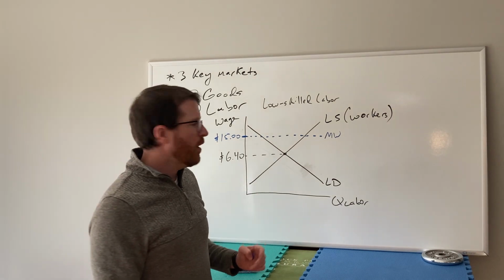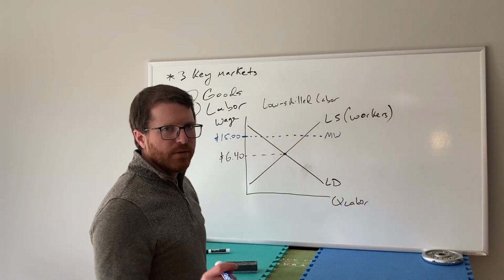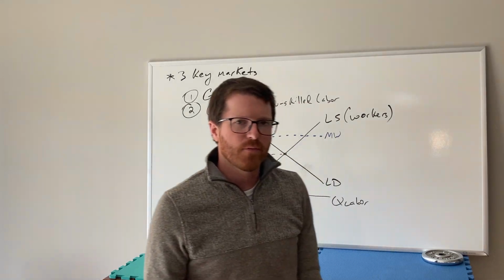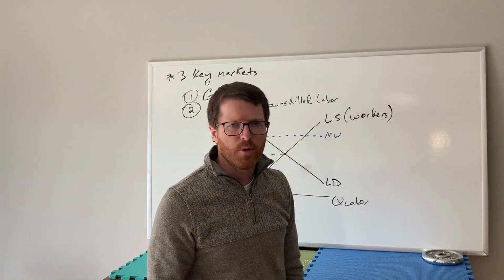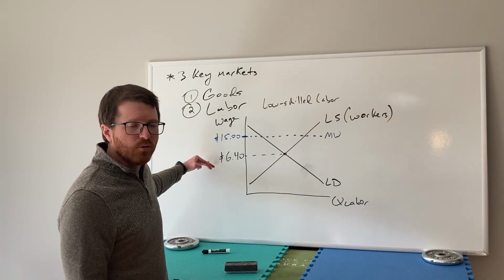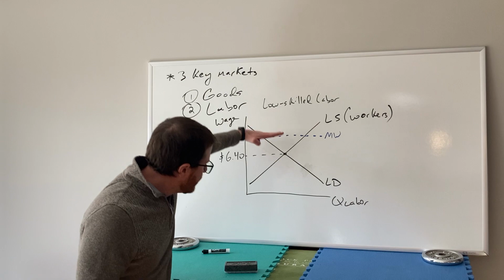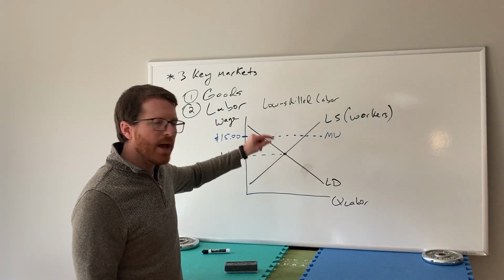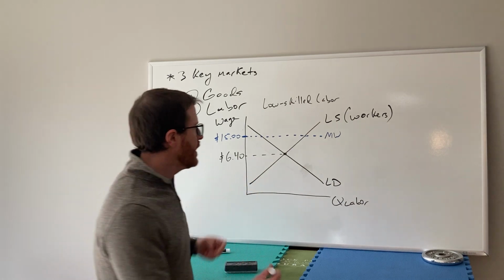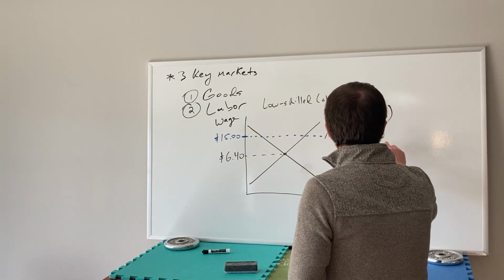So what's going to occur is the workers and the businesses are going to get as close to the minimum wage as they can, or excuse me, as close to the equilibrium wage as they can. So $6.40 is ideal, right? That's what would happen in a free market. They're going to get as close to that as they can. So when they pay a worker, they're going to pay exactly $15, right? This is called a binding minimum wage.